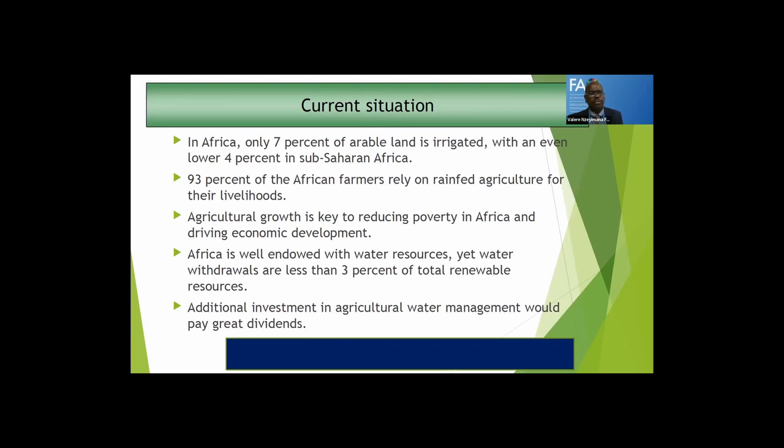Let's look at the current situation in Africa in terms of irrigated agriculture. Here we say in Africa, only 7% of arable land is irrigated. But when we look at sub-Saharan Africa, it's even lower, it's 4%. The 7%, we reach it when we consider Northern Africa and South Africa as a country, because those countries have developed much more irrigated agriculture. But in sub-Saharan Africa, we have 4%. In some countries, we have even much, much less. This is taken globally. But in some countries, like in Central Africa, irrigated agriculture is not developed.